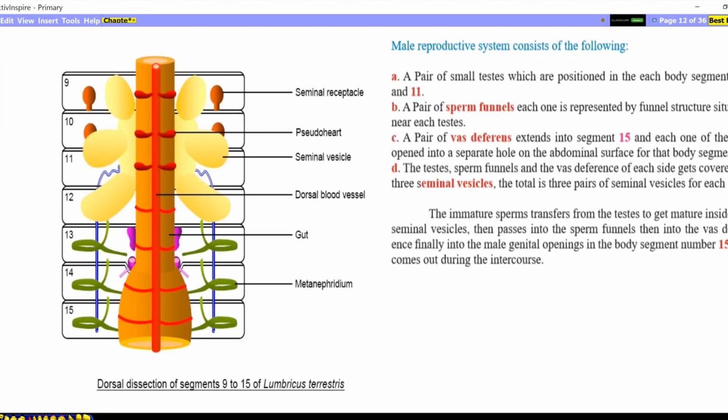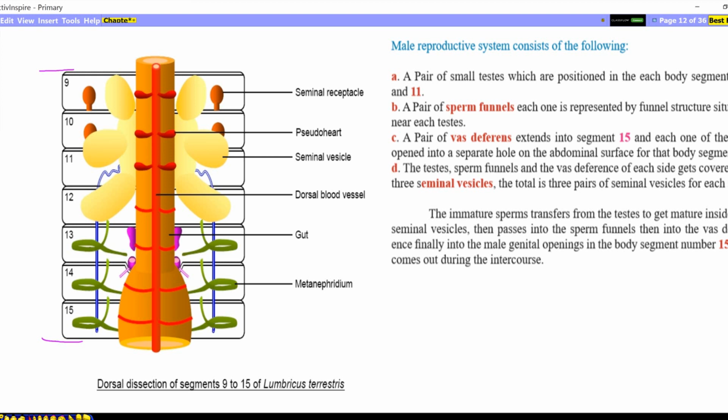The male reproductive system consists of the following. So we need the name of part in male reproductive system and especially their location. So we said it's segmented worm, earthworm, and we need the number between 9 to 15, in which segment which part of reproductive system is located for male and female.